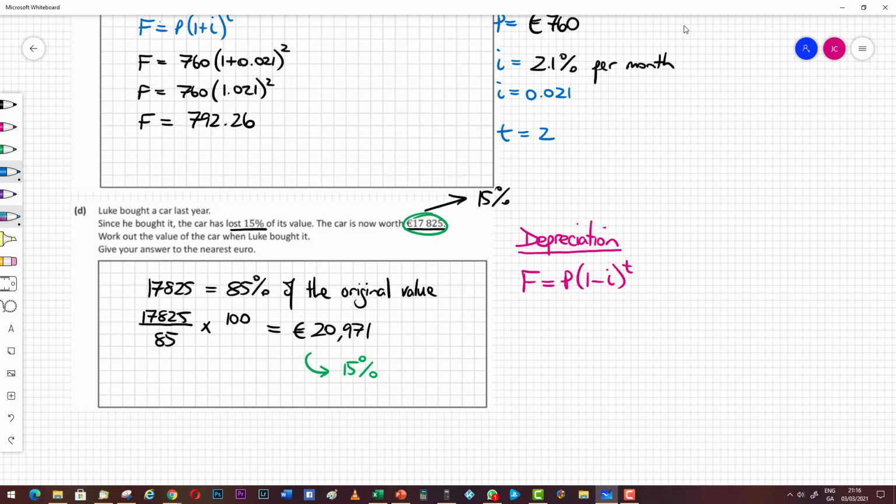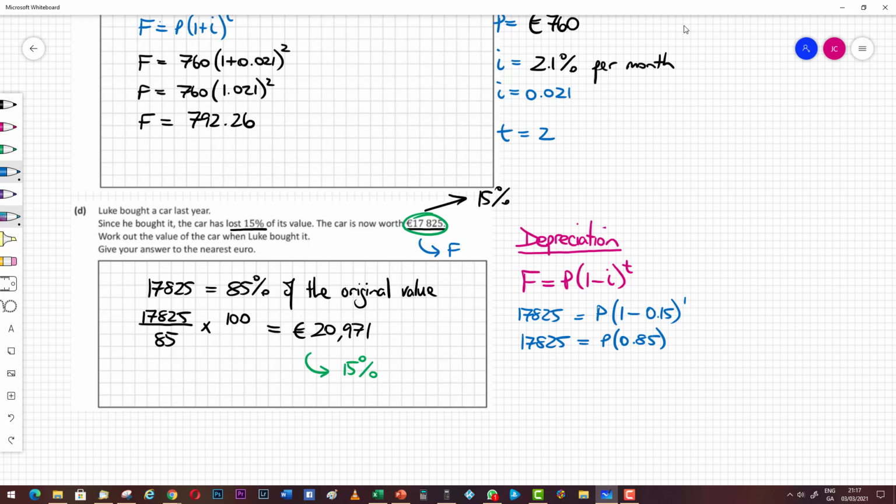Just have a quick look at the formula because you're going to see this formula in Leaving Cert, so it's handy just to have a look at it. So we're told that the car is now worth 17,825, so that's the final amount. So 17,825 is equal to P, the principal, we don't know what it was originally worth, on 1 minus the interest rate, which is 15%, so 0.15, to the power of the time, which is how many years? Sorry, you bought last year, so just 1 year. And now we're going to rearrange this formula. We've 17,825 equals P on 0.85, because 1 minus 0.15 is 0.85. To the power of 1 is just the same number.